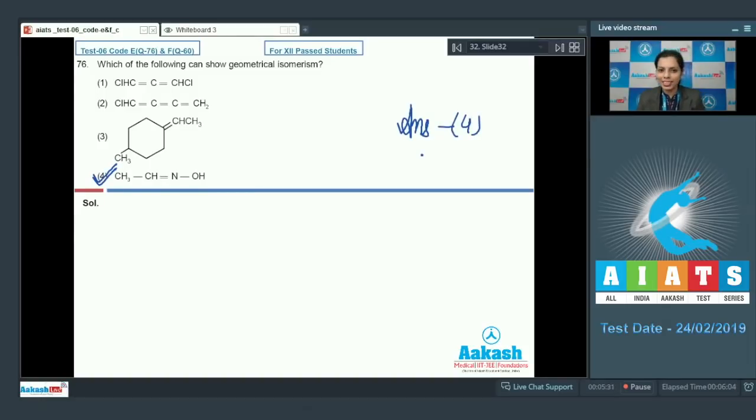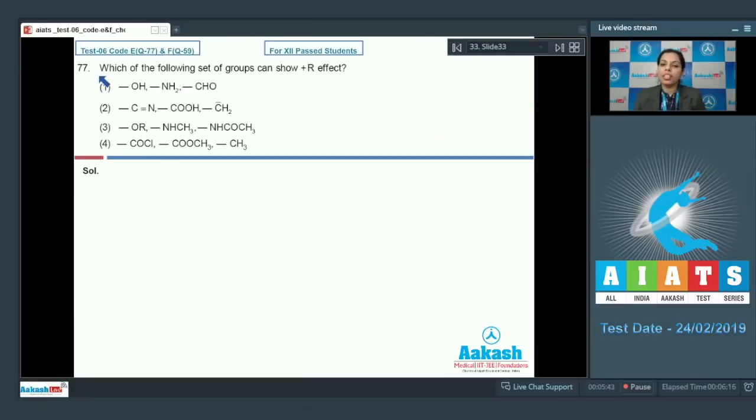Now, after this, let's take the next question. Question number 77. Which of the following sets of groups show plus R effect? The plus R effect is generally shown by those compounds on which a lone pair of electrons is present. So let's have a look at the given groups here. This is the OH group. We know that on the oxygen atom there are two lone pairs. It means it is showing the plus R effect. Further, NH2. Nitrogen also has a lone pair of electrons. That's why it is also able to show plus R effect.